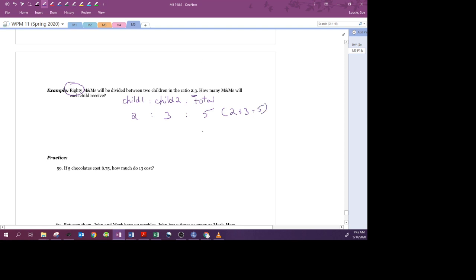But the question says we're giving out 80 M&Ms total. So what did we do to the 5 to get the 80? We multiplied it by 16. So we need to do the same thing here, times 16. 3 times 16 is 48, and 2 times 16 is 32. So there's our answer. The first child will get 32 and the second kid's going to get 48. And if we add those together, that does equal 80.